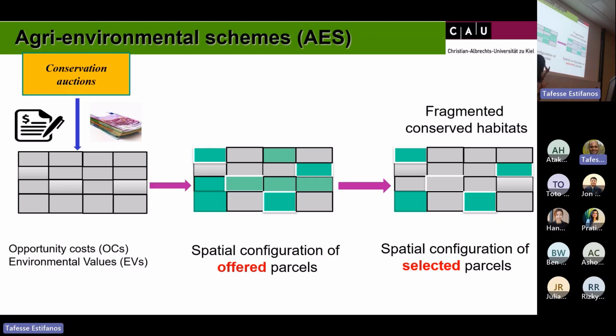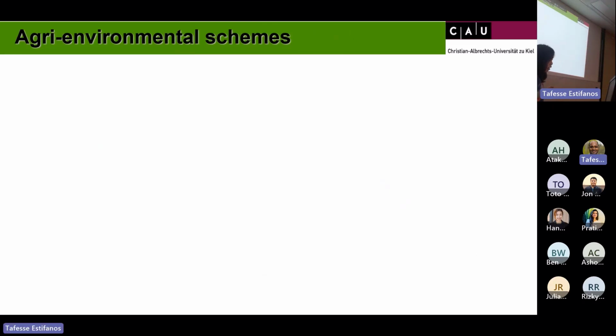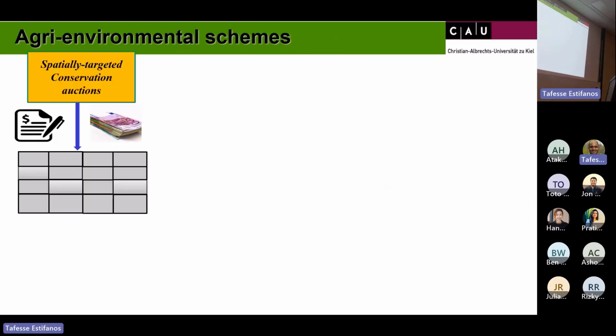So to achieve a landscape scale environmental outcome, we need to promote spatial coordination of conservation efforts. We can select more contiguous parcels across the landscape so that we can achieve a synergistic effect of the conservation effort. Therefore, to promote spatial coordination, economics has brought up an innovative mechanism, namely spatially targeted conservation auctions.